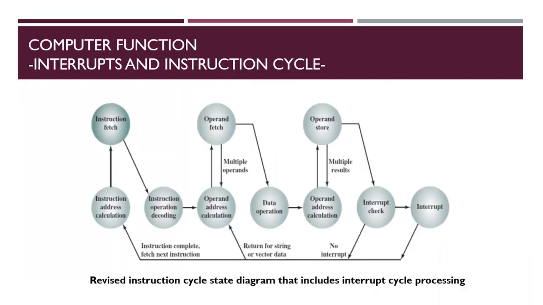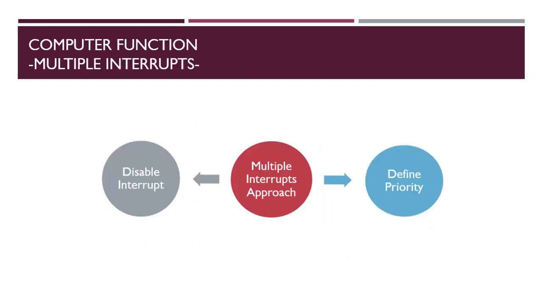Before this, we saw the instruction cycle state diagram, and this one is the revised one that includes interrupt cycle processing. Now there can be multiple interrupts. The multiple interrupt approaches can be categorized into two: disable interrupt and define priority.